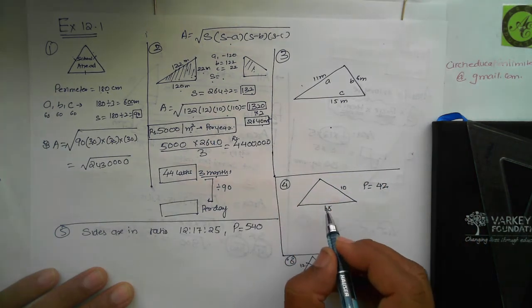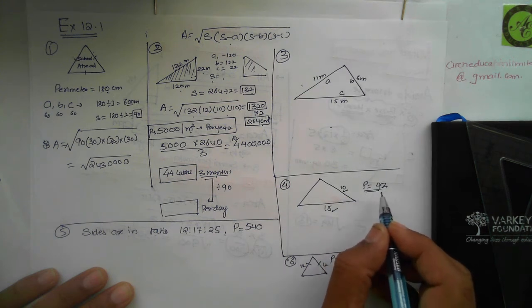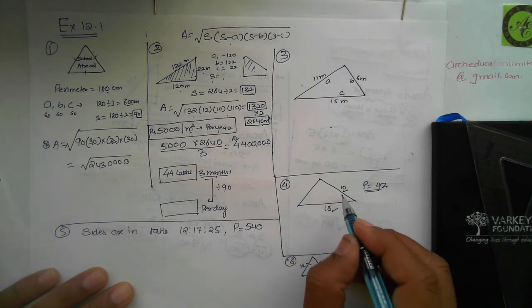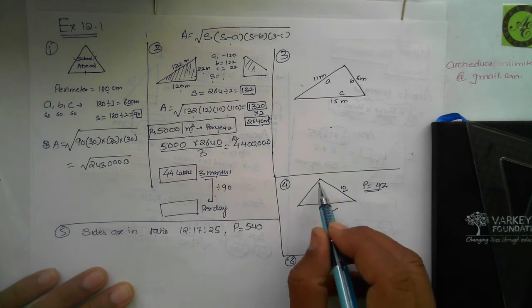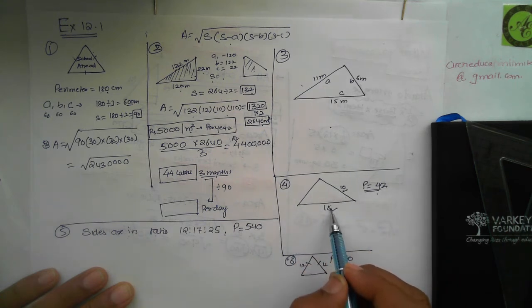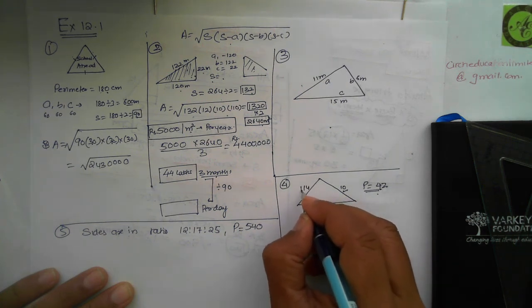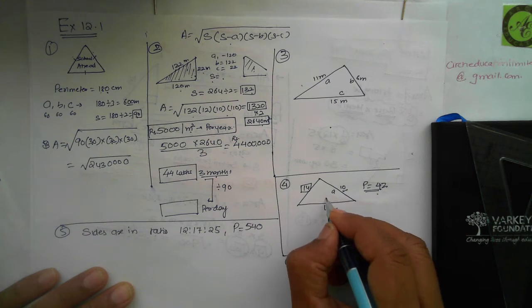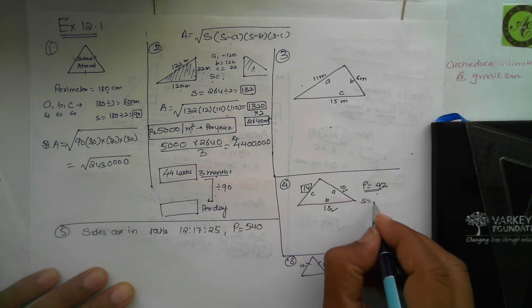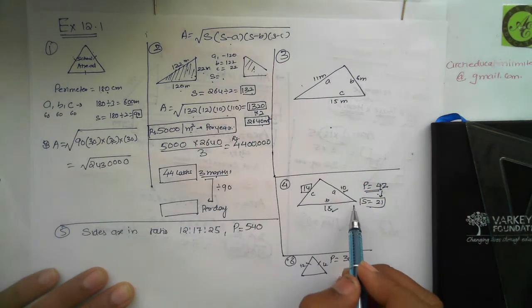Question number 4, you got 2 sides given, perimeter 42. So we're going to find the third side first. Perimeter क्या होता है? You add all the 3 sides to get to this perimeter. So if I add 10 and 18, that gives me 28. Take away from 42, I get 14 as my third side. So I've got A, B and C. I can find S, which will be half of that. That is going to be 21. Put these things into the formula and find the answer of this area.